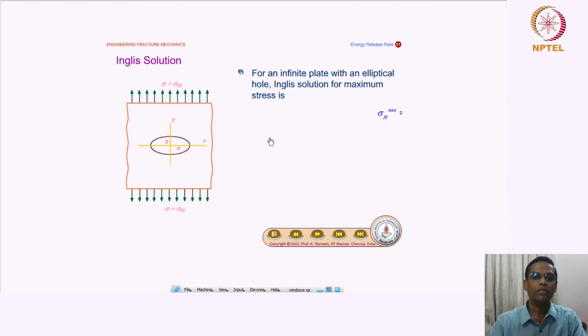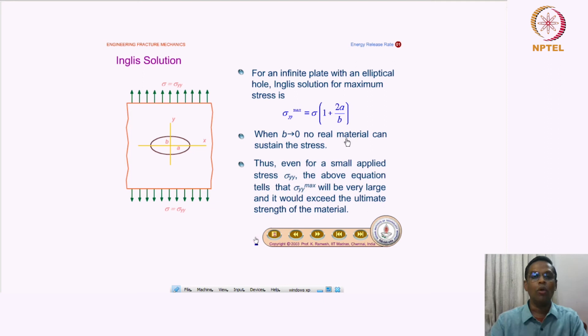English solution for the maximum stress: there I wrote sigma max, here it is sigma yy, because in that schematic the stress profile was nicely shown. So sigma yy max is equal to 1 plus 2a by b times the far field stress sigma. When b tends to 0, no material can sustain this stress. That is the kind of impractical solution this analysis gives. That's why a newer approach is required.